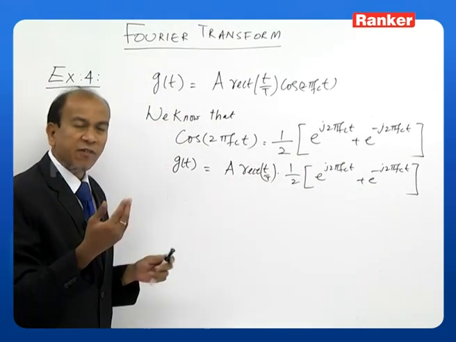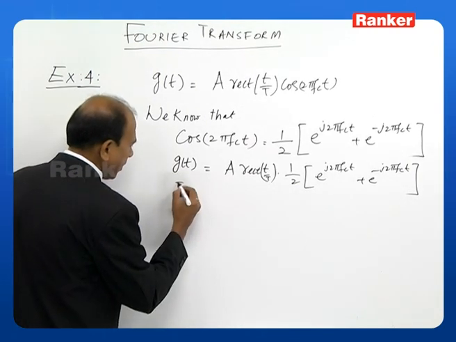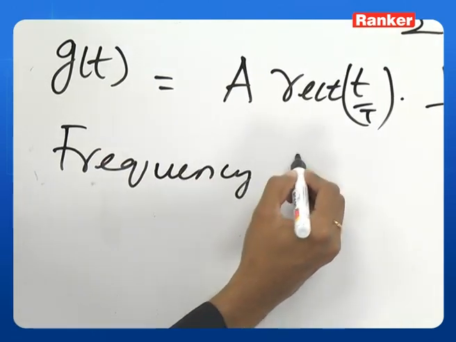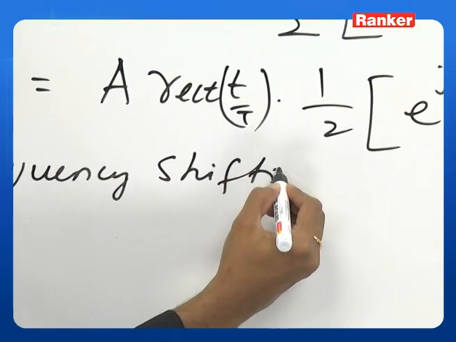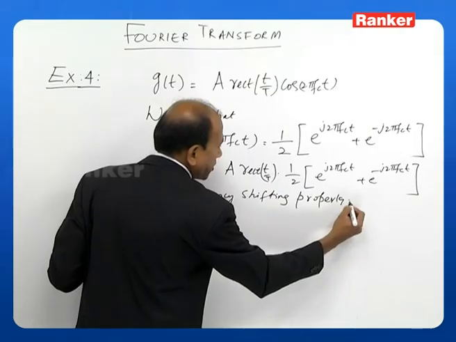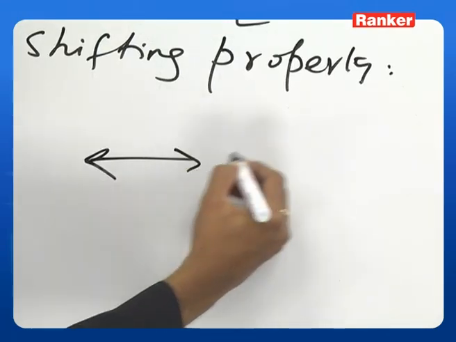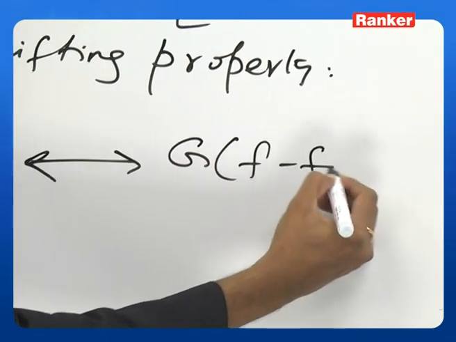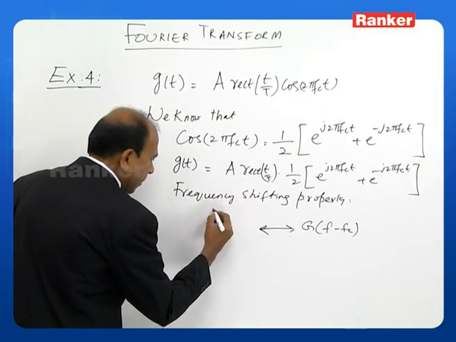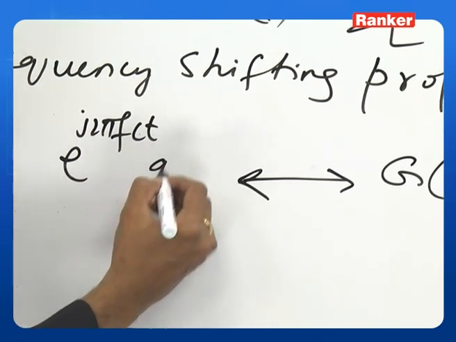So, now we have to identify which property we have to use here. If you look at Fourier transforms, there is one property called the frequency shifting property. Frequency shifting property. So, what does the frequency shifting property say? It says when there is a shift in frequency from f to f minus f c, then the equivalent time domain g of t will be multiplied by a factor e to the power of j2 pi f c t.